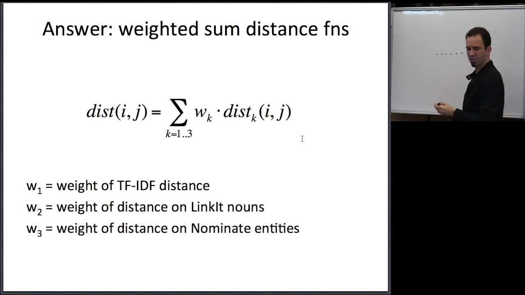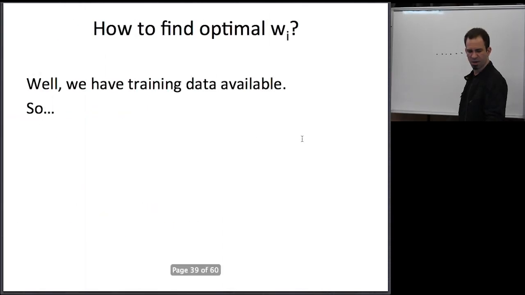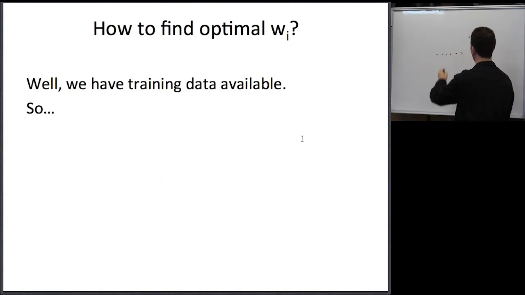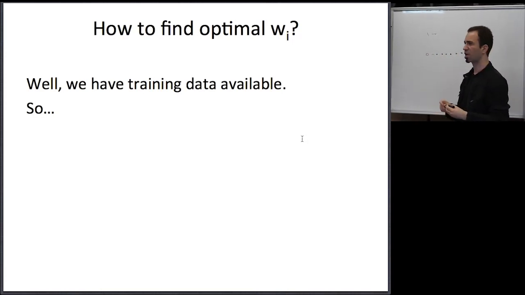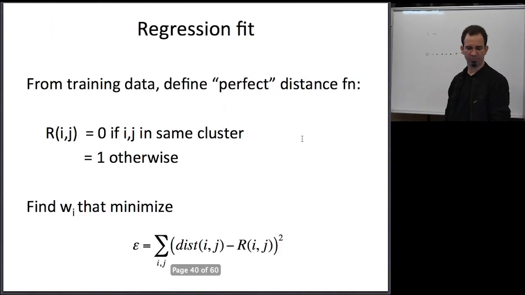Actually, I'm drawing this the wrong way. Let me think about this. We want to try to find, as we change the weight we put on feature vectors versus extracted nouns, at some point this gets assigned to cluster 0, this gets assigned to cluster 1. At some point, as we change the weight, it'll jump from one cluster to the next. And we want to try to find the combination of weights that puts everything in the right cluster.